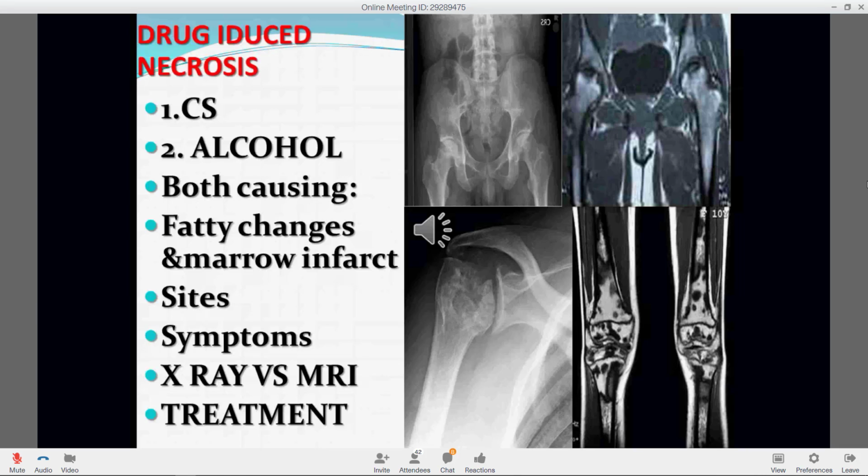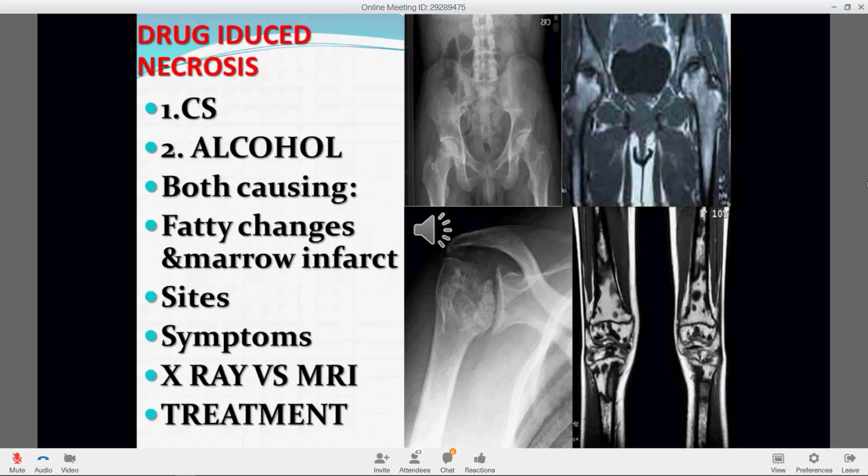Drug-induced necrosis. Corticosteroids and alcohol both cause fatty changes, and this will lead to marrow infarct. Besides the head of the humerus, the head of the femur, and the condyles of the femur. Usually the symptom is pain, and the symptoms will appear a long time before X-ray changes appear. So MRI is the best way to diagnose this condition.